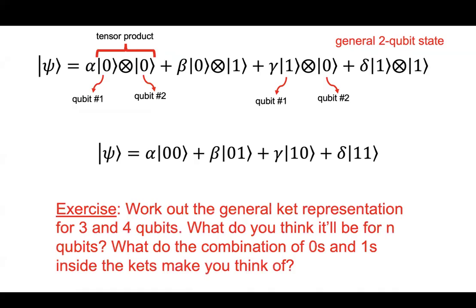Now, I want you to work out this representation for 3 and 4 qubits. Guess what it is for n qubits? Then think about what the combination of zeros and ones inside the kets represent.